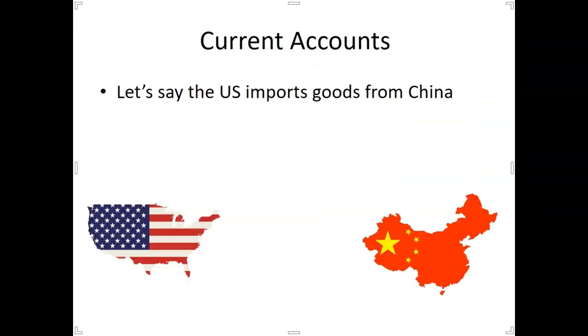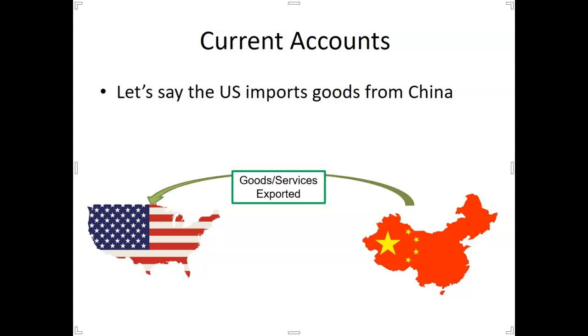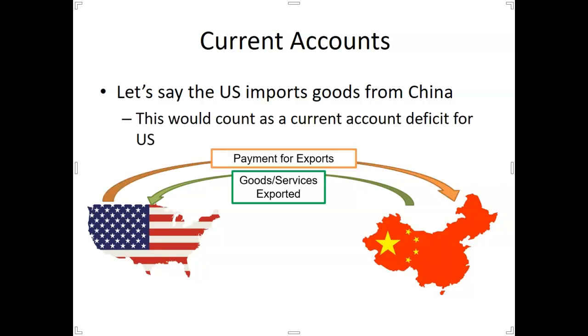So current accounts. Okay, let's do a little visual. What does this mean? Let's say the United States is going to import goods from China. So, ta-da, imports of goods. What does this mean? What we're looking at for the current account is the money. So this would count as a current account deficit for the United States. Why? Because we follow the money, not the goods and the services.